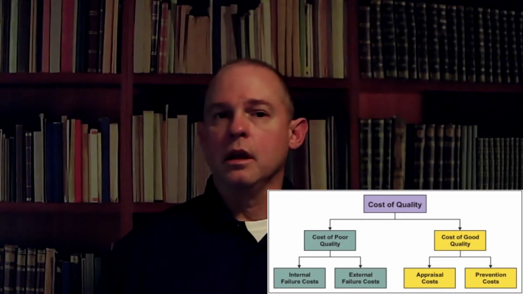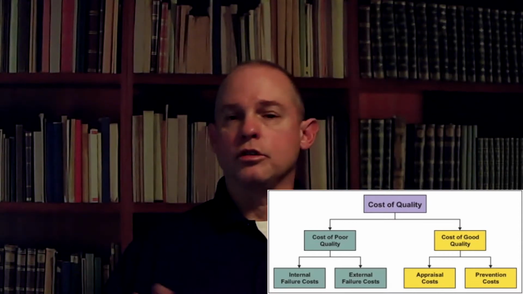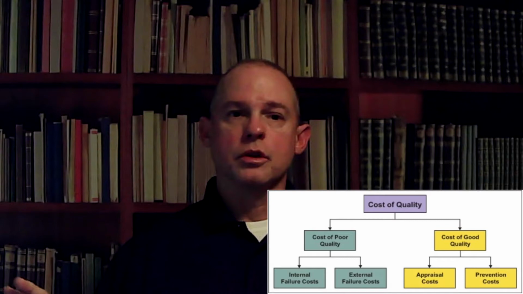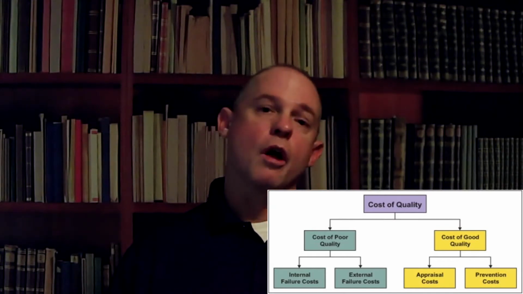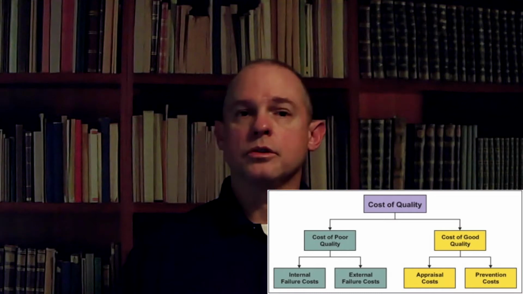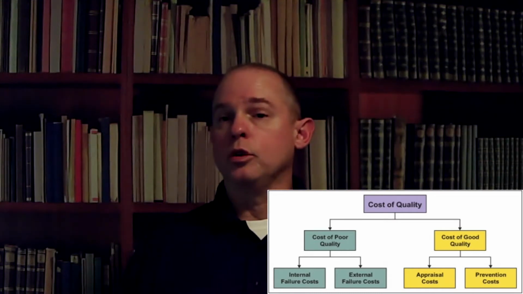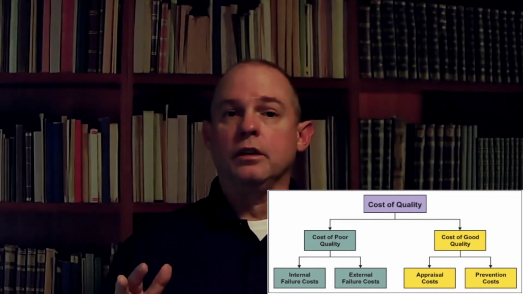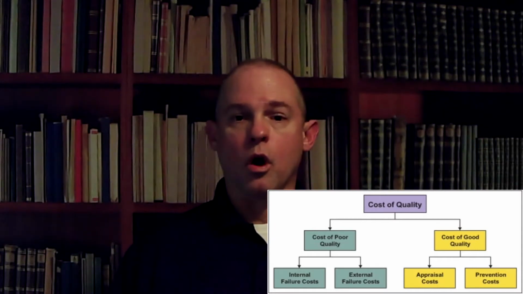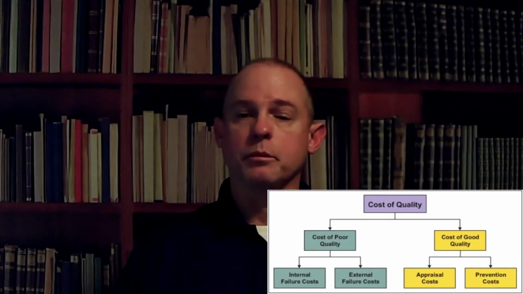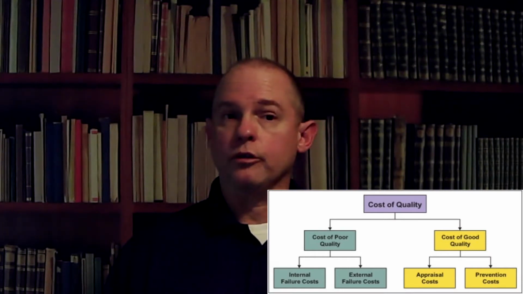So as you can see here in this chart, cost of quality is broken down into two subcategories: cost of poor quality, which are failure costs, which we'll cover in future installments, and then cost of good quality. And the subcategories of good quality costs are appraisal costs, which we'll cover in the next segment, and then prevention costs, which we're going to talk about here today.